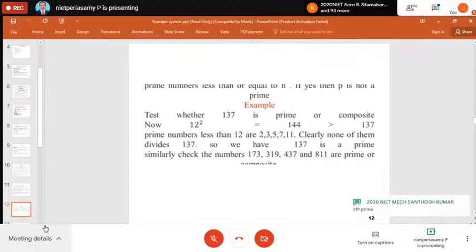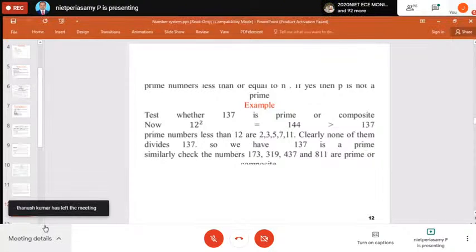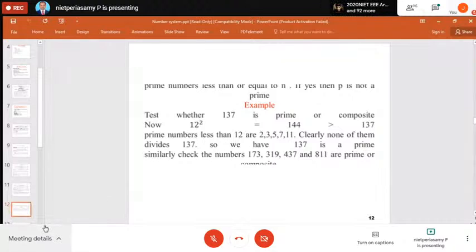Mostly all the students have understood the prime test, but for better understanding, we'll take one more example. Among the 4 numbers, anybody tell me one number? 811. For this 811, you find the nearest perfect square, and it should be greater than 811.